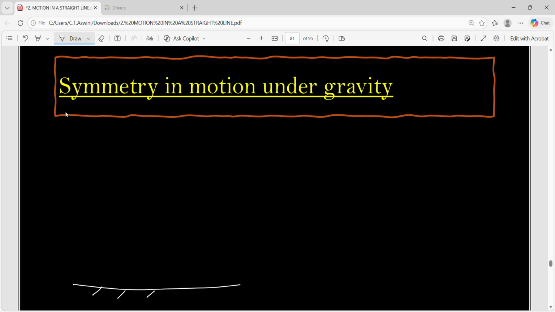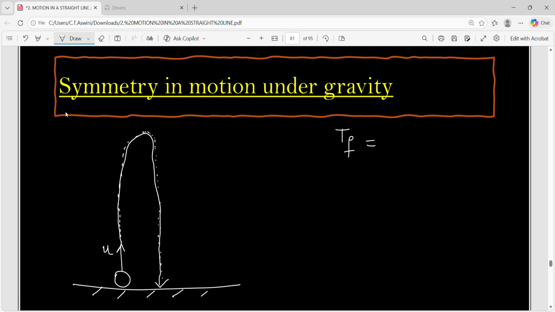Let this be the ground. Let us take a body which is projected upwards with initial velocity u. As we have discussed in the last class, the body will reach the maximum height where its final velocity becomes zero, and it will fall down again back to the earth surface, right? Now, what is the time taken for this entire journey, moving upward and falling back to the earth surface? It's called time of flight, right?